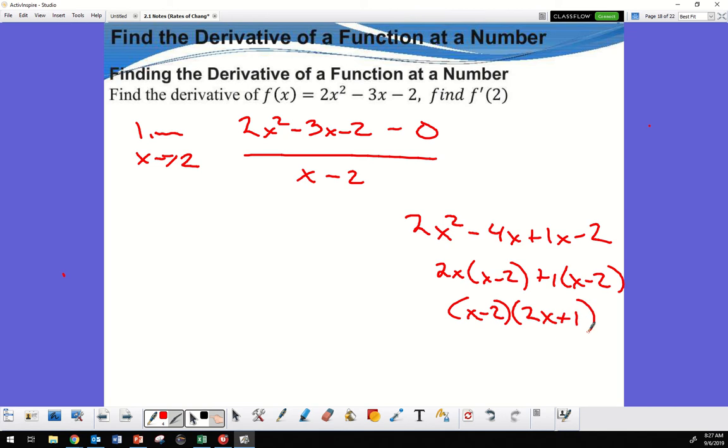So now I can do my x minus 2, 2x plus 1 over x minus 2. And we're taking the limit as x approaches 2, because right here, what's going to happen? Those cancel out. And so since those cancel out right there, I could plug in a 2. 2 times 2, 4, plus 1. 5.